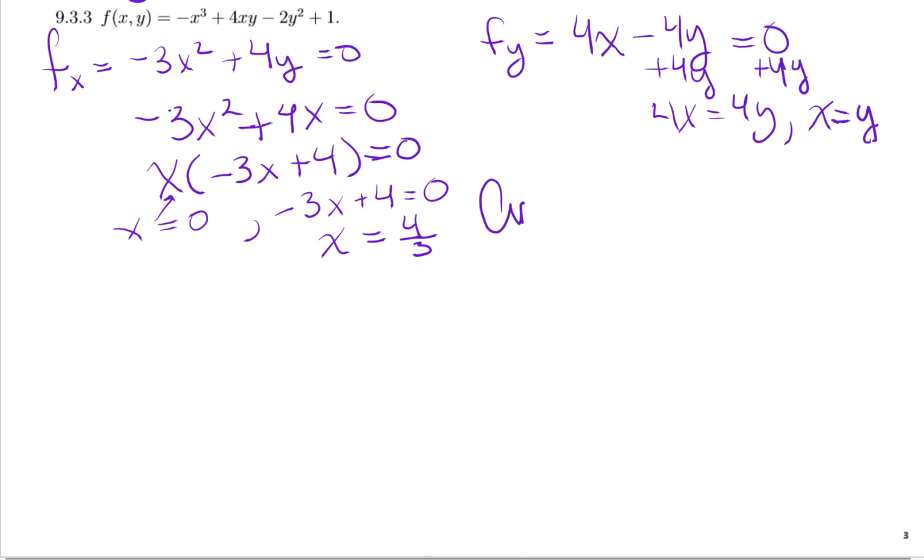So our critical values, our crits, are the following. So either I have x is 0, or, I shouldn't say or, and these are the ones I'm going to need to test.